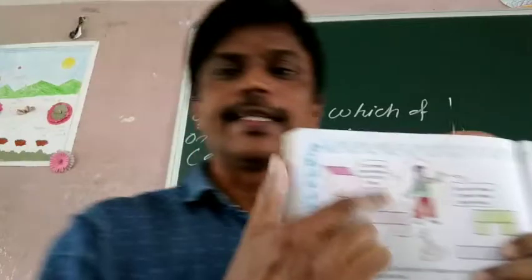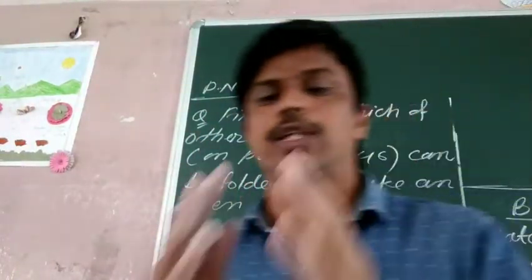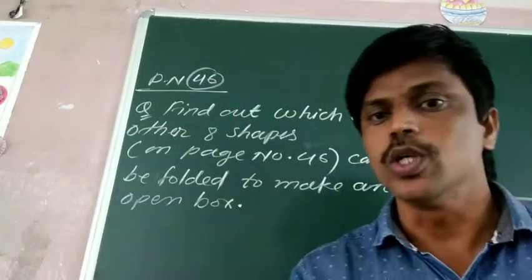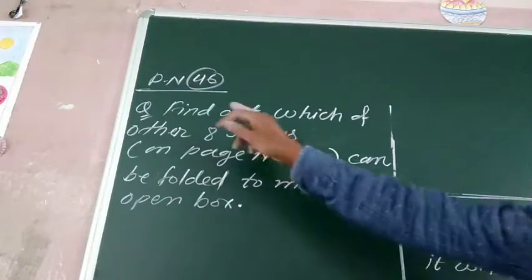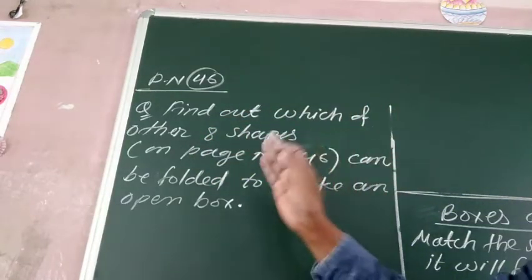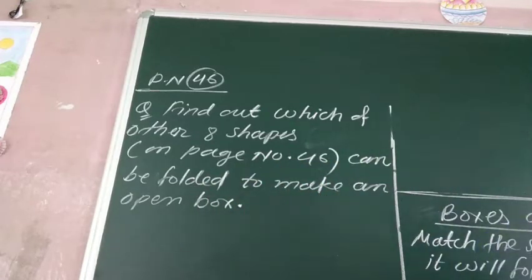तो पेज नंबर 46 पर कुछ कटआउट दिए हैं बेटा. उन कटआउट में से हमें फाइंड आउट करना है कि which of these cutout will fold into an open box and which of them will not fold into an open box. So see, find out which 8 shapes can be folded to make an open box. तो इसमें से कौन से शेप ऐसे हैं कि जो हमें यहाँ पर ओपन बॉक्स में फोल्ड हो सकते हैं.